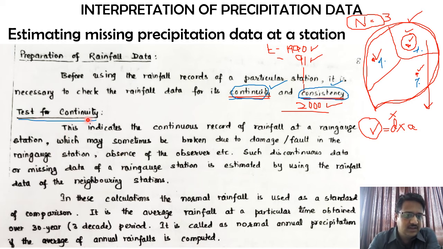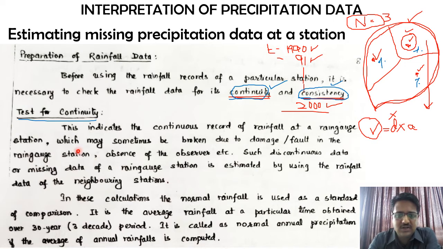Test for continuity. This indicates the continuous record of rainfall at a rain gauge station, which may sometimes be broken or damaged, or there may be a fault in the rain gauge station, absence of the observer, etc. Such discontinuous data or missing data of a rain gauge station is established by using the rainfall data of the neighboring stations. So what does this mean?